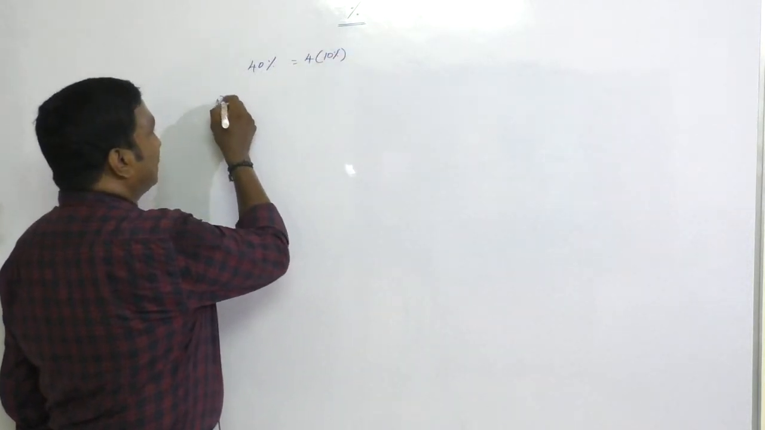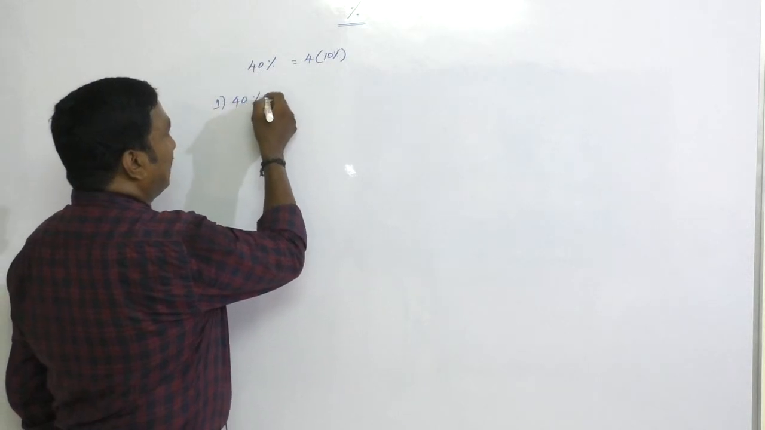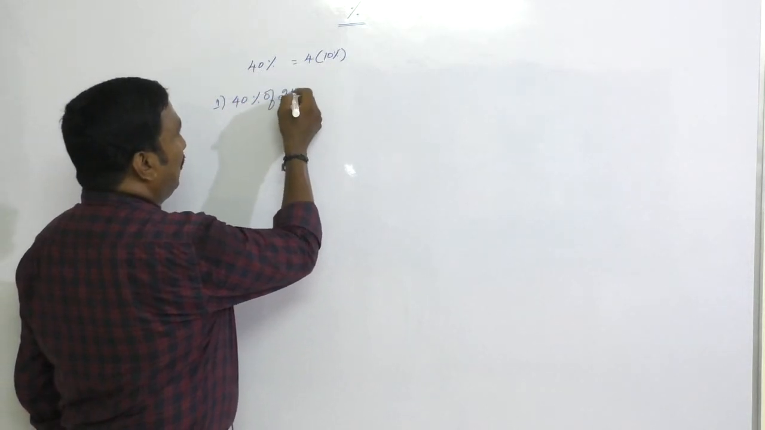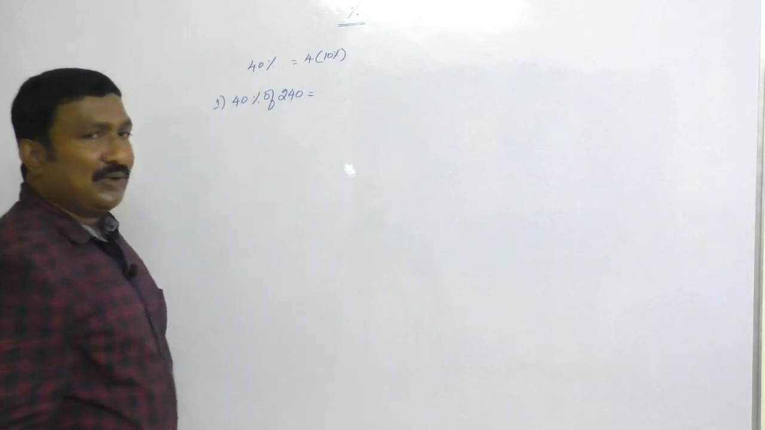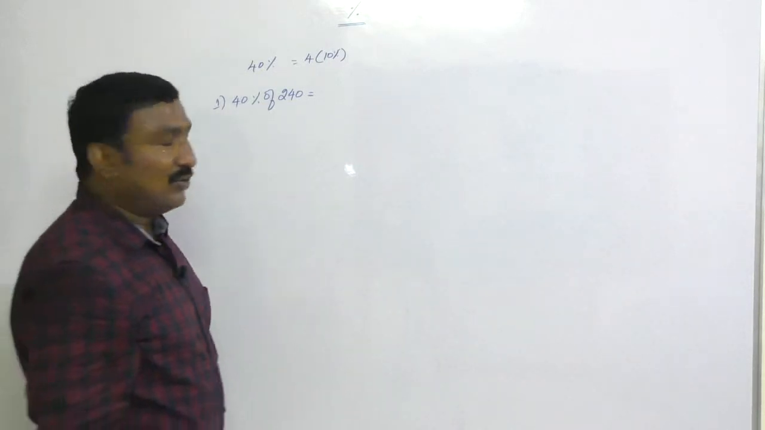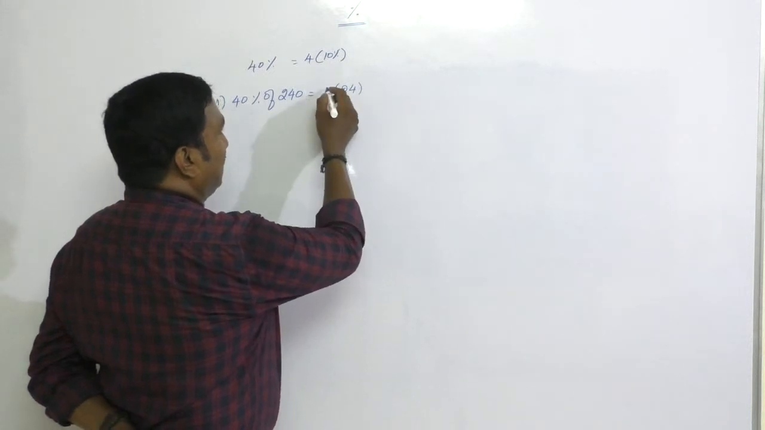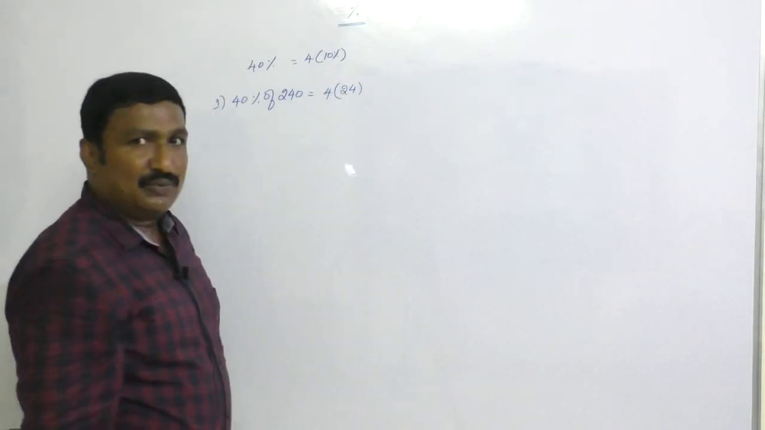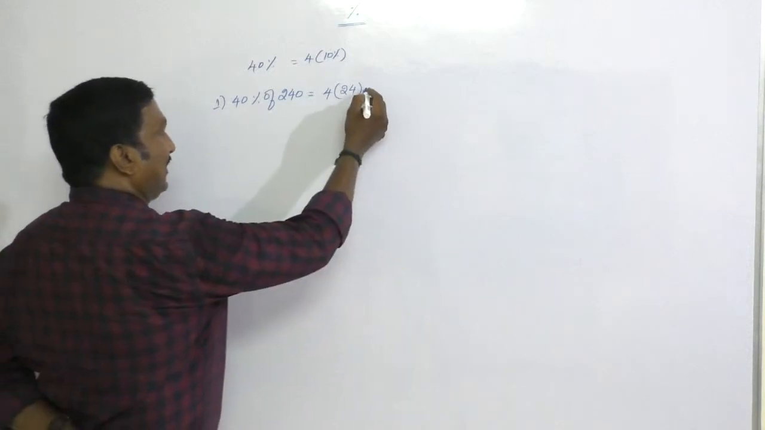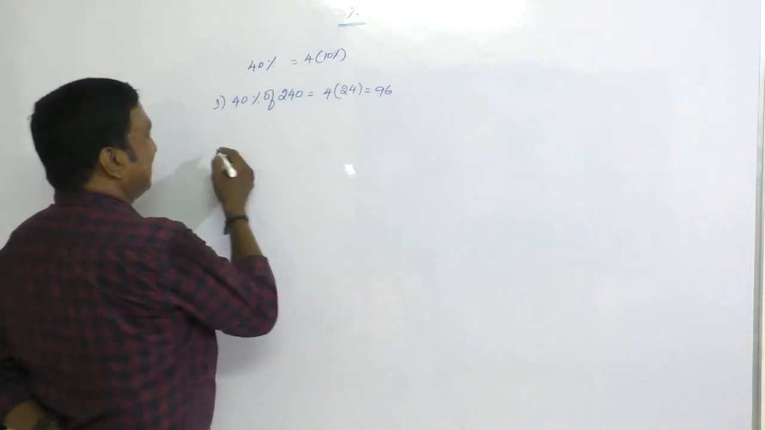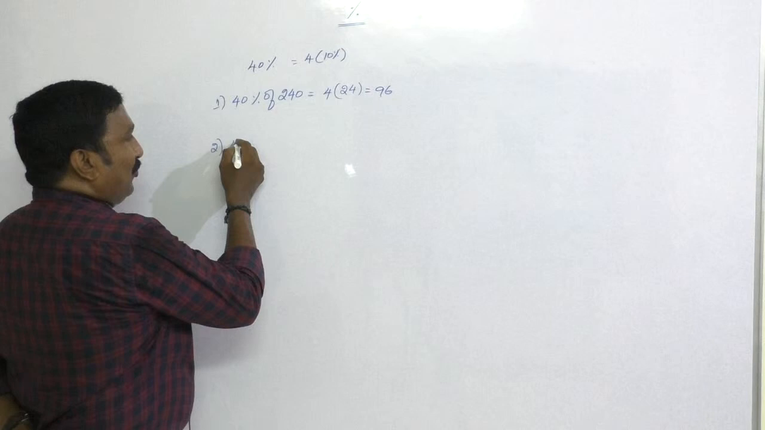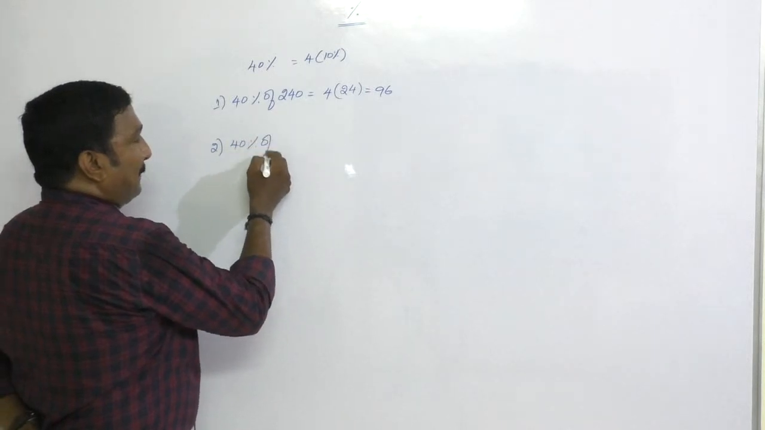Example, 40% of 240. So what is the 40% of 240? First you have to calculate 10%. 10% is nothing but 24. So 4 times of 24. 4 times of 24 is nothing but how much will it come? 96.